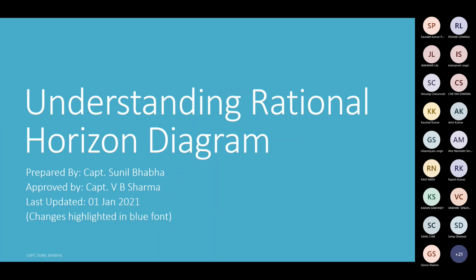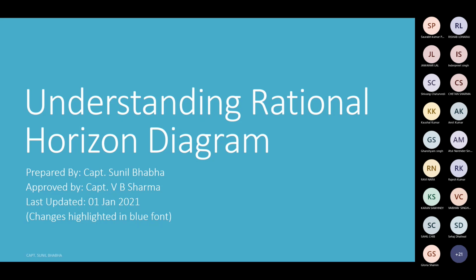In this presentation, we are going to understand the rational horizon diagram. The rational horizon diagram is a very, very important concept as far as celestial navigation is concerned. Most of the problems in celestial navigation can be easily solved or easily understood using this concept of the rational horizon diagram.